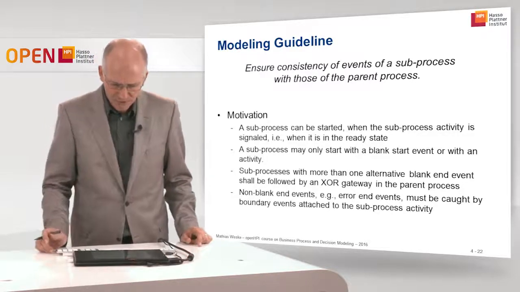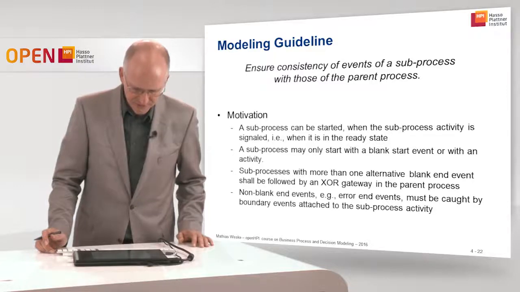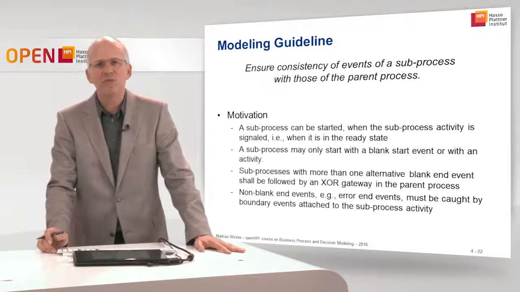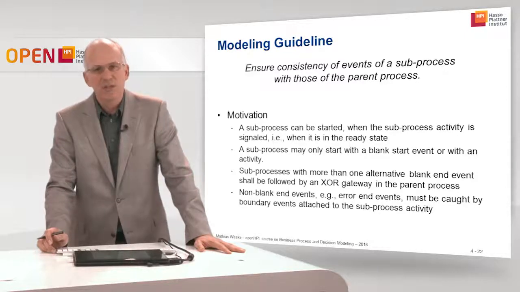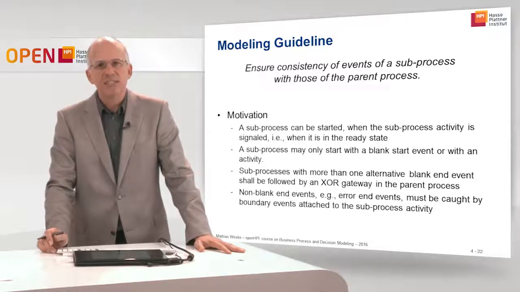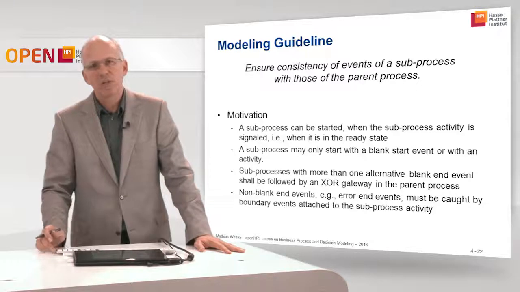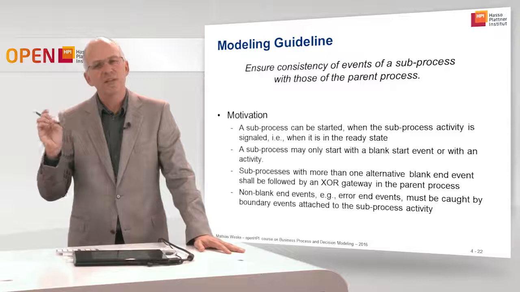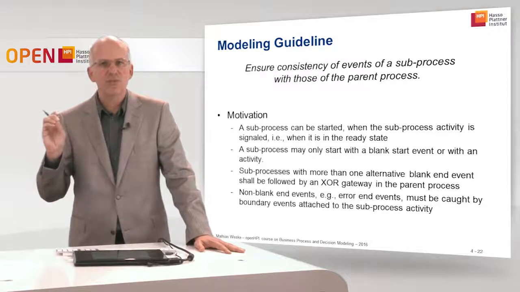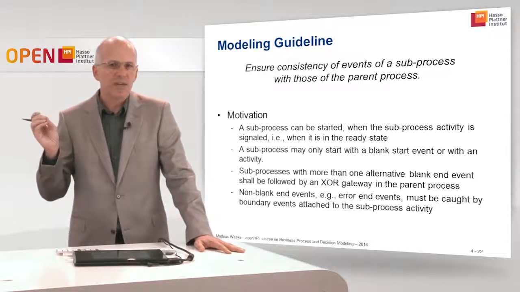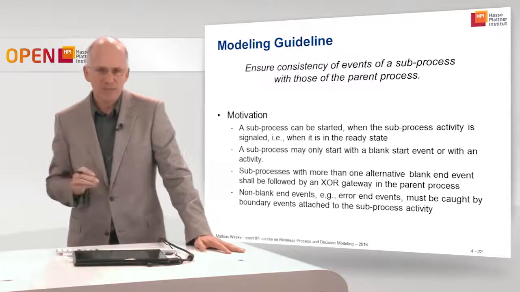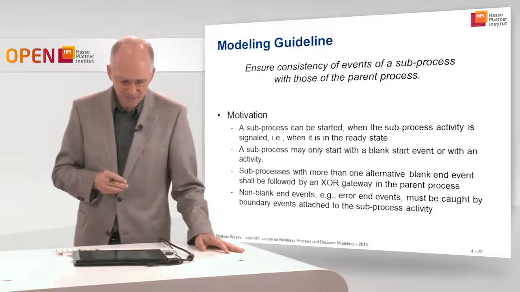Subprocesses with more than one alternative blank end event shall be followed by an XOR gateway. So when there are two possible outcomes of a subprocess that are not further detailed, then probably these different outcomes have implication on the process level, and therefore the next activity on the process level should provide this branching, that either one way is taken or the other way is taken, depending on the outcome of the subprocess.